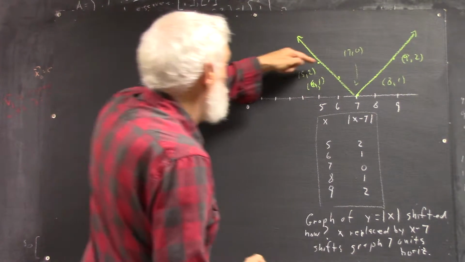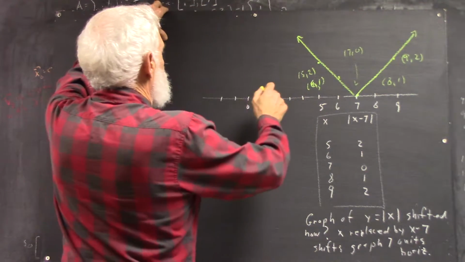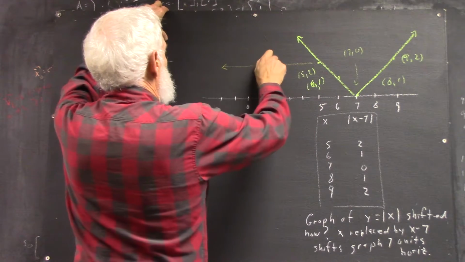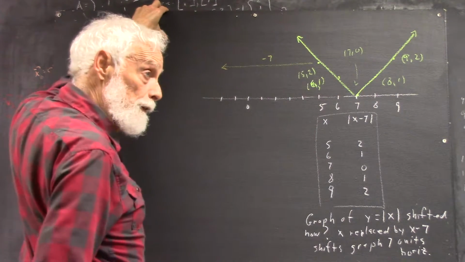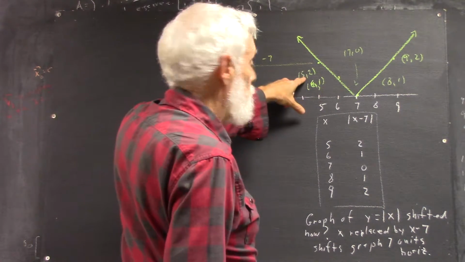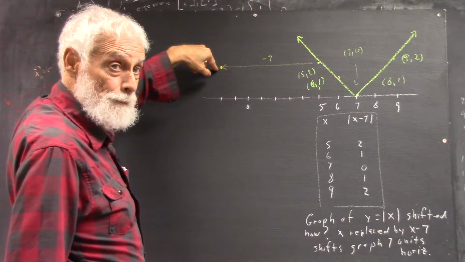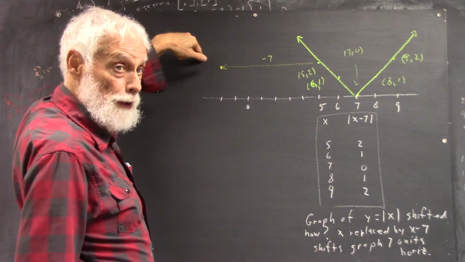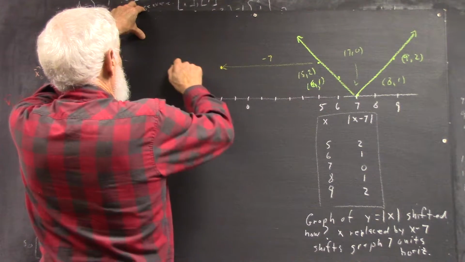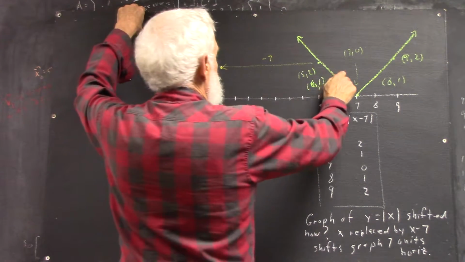So we take this point, which is (5, 2), and shift it 7 units in the negative direction. What do we get? Well, the x-coordinate was 5. We shifted 7 units. It's going to be -2, right? Shifted -7 units horizontally, we're going to get -2. So (5, 2) is going to go to the point (-2, 2). Then (6, 1).